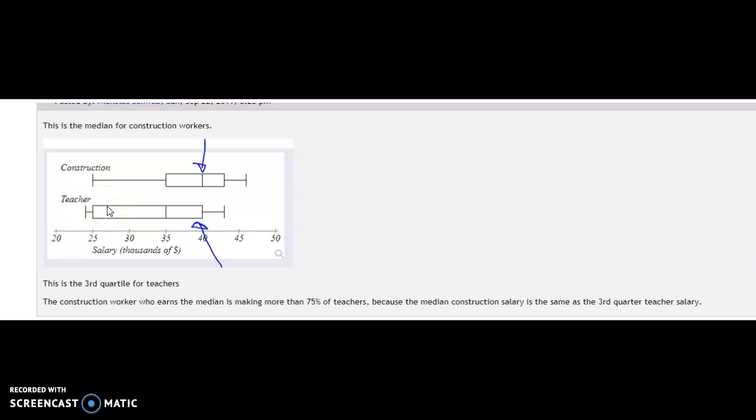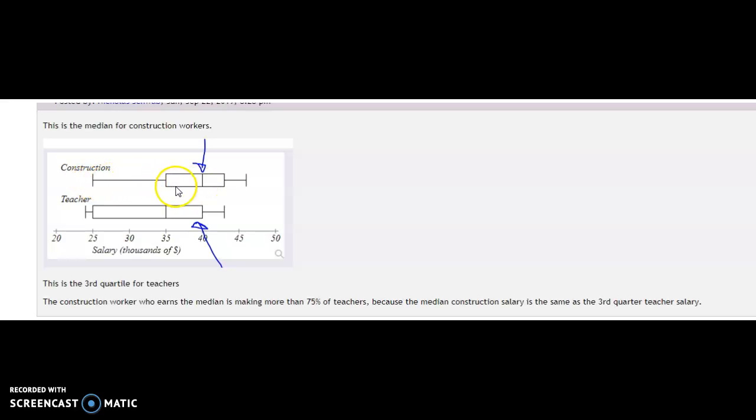I want to clarify this problem 13 with the construction worker and teacher salaries. Each section of this box plot represents 25%. The question is asking about the construction worker that makes the median amount, which is represented by this, right? Remember, the median is where 50% of your data is above and 50% of your data is below this mark.